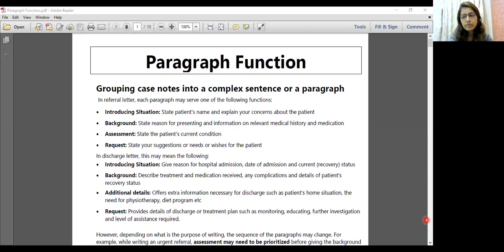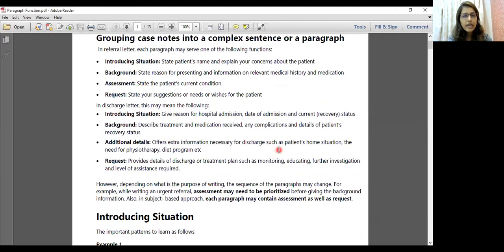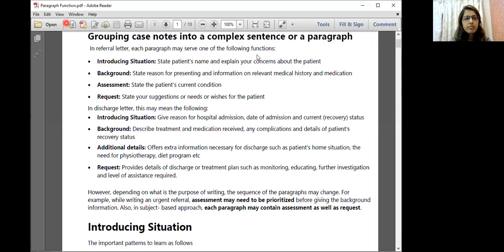You will need to, however, remember that the mnemonic SBAR may not always be relevant, particularly when we talk about the sequence of SBAR. For example, if you're writing to an emergency department, or if you're writing an urgent referral letter, what do you think would be more appropriate? Would background details be more appropriate, or the details of current condition? If the letter was being written for urgent referral, please type for me in the chat box. What do you think you will write first? Will you write background first, or will you write assessment first?